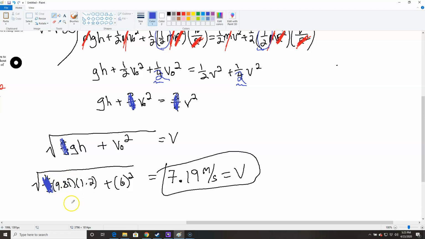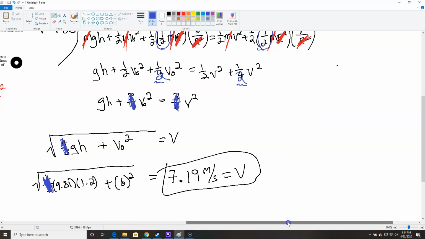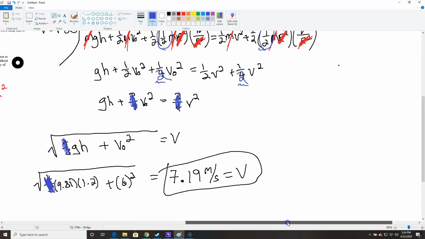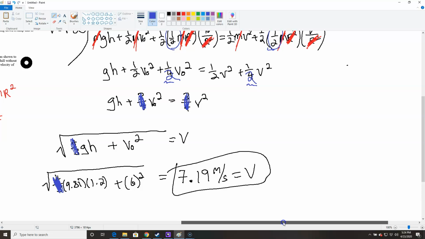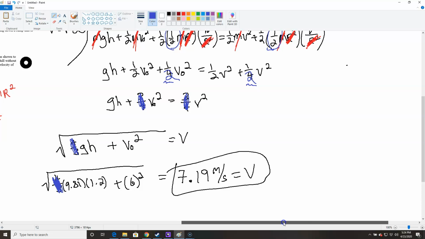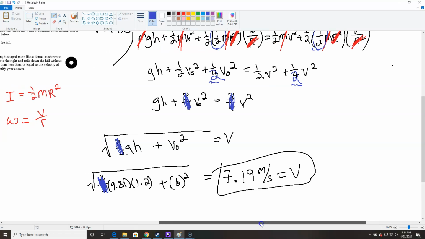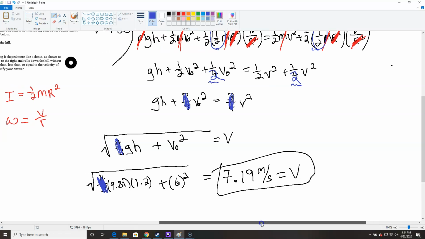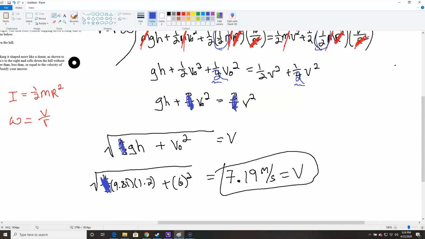And the result, square root of 9.81 by 1.2 plus 36 will come out to 6.91, which is less. Moral of the story is, as this coefficient increases, more energy is going into rotational motion as opposed to translational motion. And the result is that which has its mass closer to the axis of rotation will end up with a greater velocity.